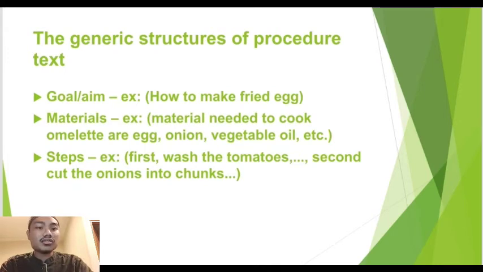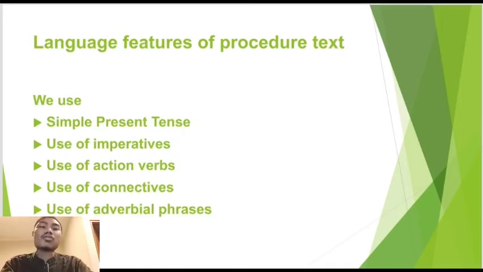So here are the language features of procedure text. Of course, the first one, we use simple present tense, like we will, we're going to. Okay, so those simple present tense forms are mostly used in procedure text. Will, going to. Okay, use of imperatives. Imperatives are like an order to do something, like cut the onions, don't, okay, like that.